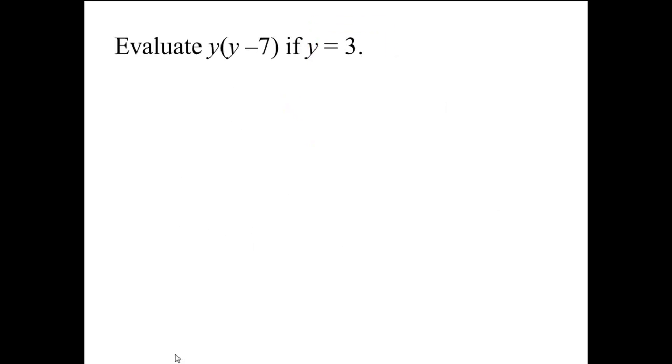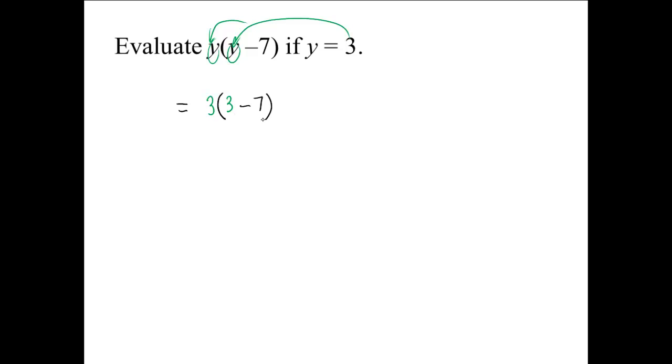Evaluate y times a quantity y minus 7 if y equals 3. We're going to replace each and every y with this value of 3. So we have 3 times the quantity 3 minus 7.